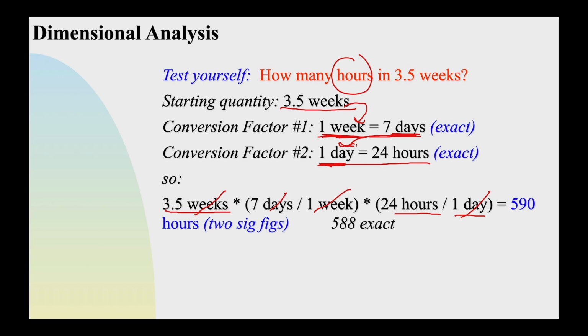So mathematically, go 3.5 times 7 times 24. Your calculator will tell you 588. I'm going to call it 590 due to significant figures, which we'll talk about in a little bit. But this is how you convert one type of unit into the other. In this case, it's weeks into hours. And again, you might have multiple conversion factors. You might have just one. But the idea: cancel out the old unit and end up with only the unit you want at the end.